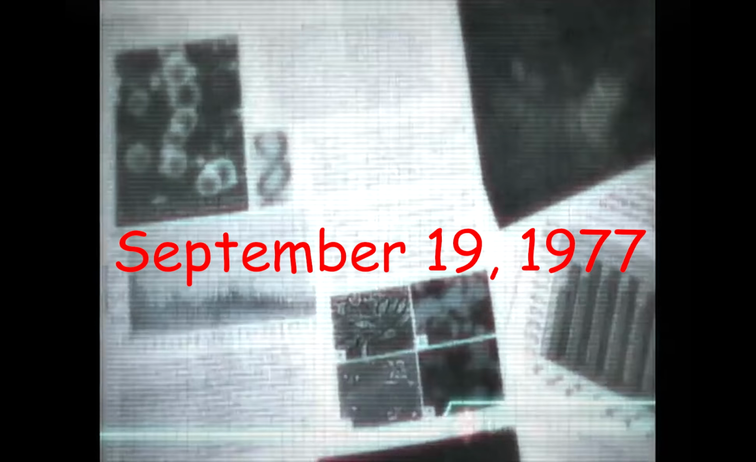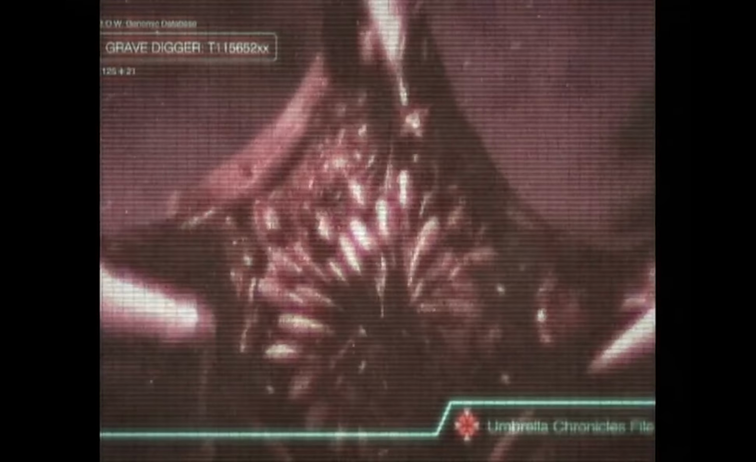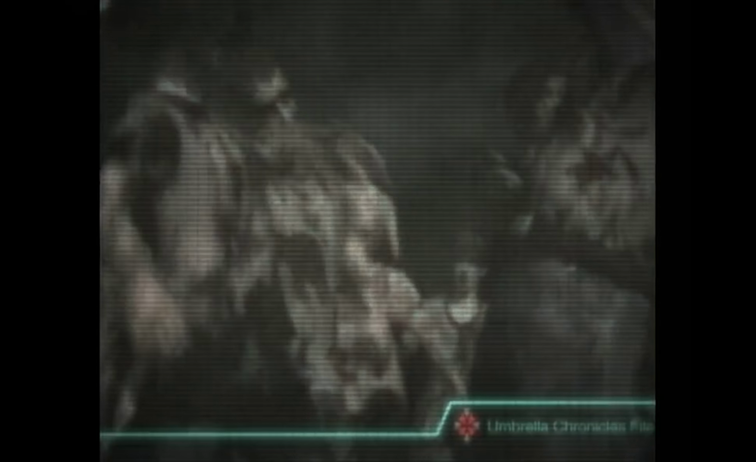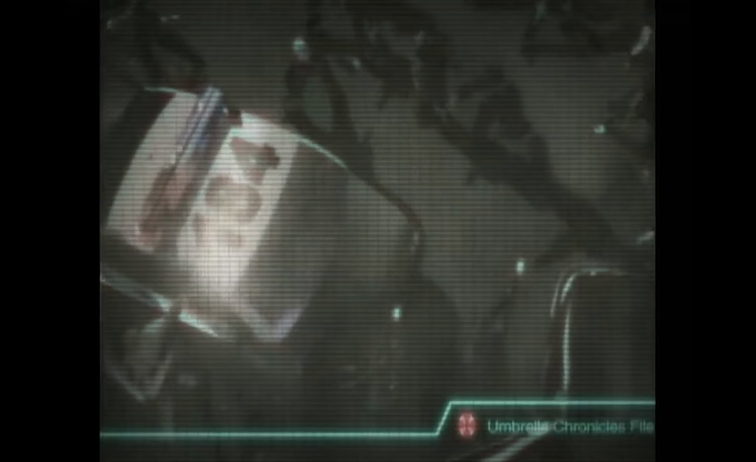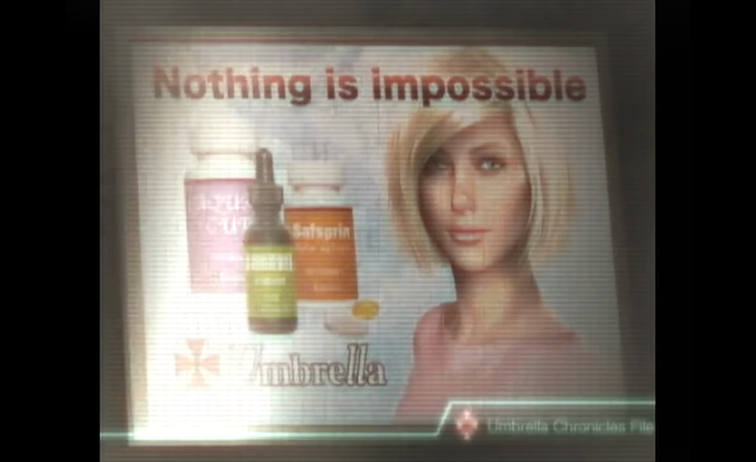In September of 1977, in the African lab of Umbrella, Dr. James Marcus injected the progenitor virus inside leeches. After a lot of selective breeding, Dr. Marcus discovered that the virus positively recombined with the leech's DNA, creating a new strain capable of keeping the host alive while in a clinically dead state.